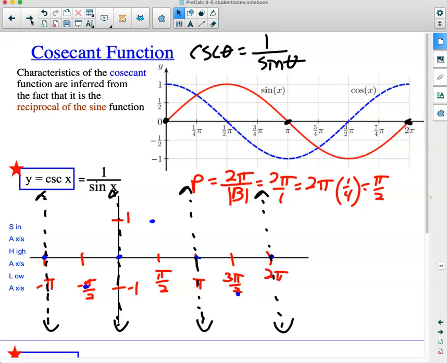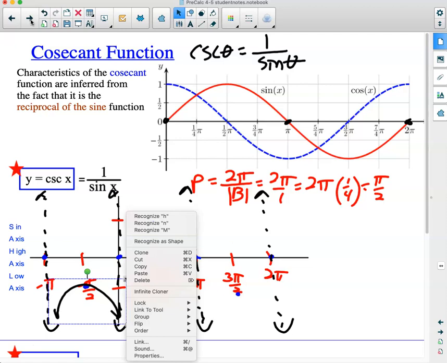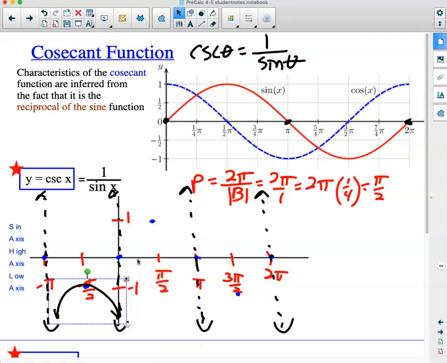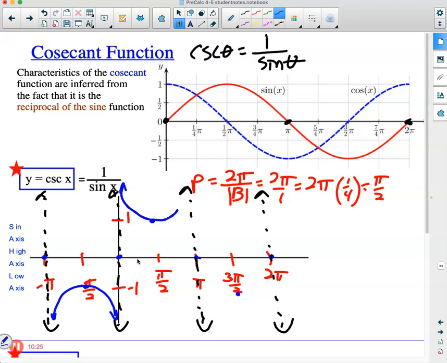And then we turn it inside out, upside down. I should have used blue to make that stand out. Let's put our parabolas in here.